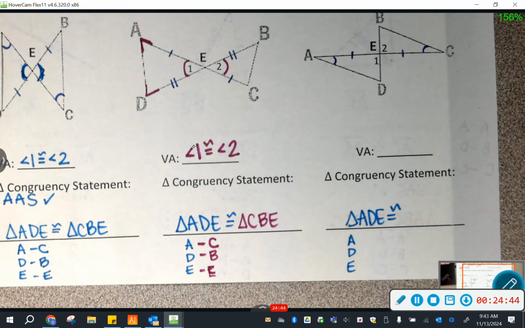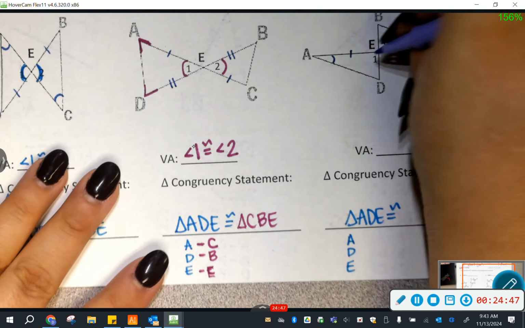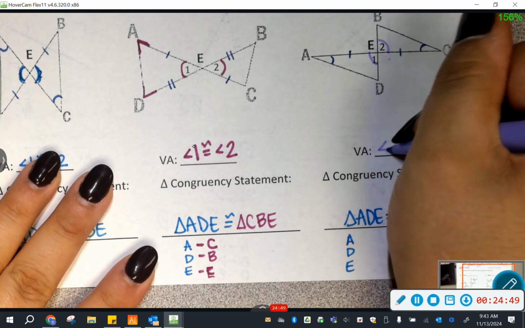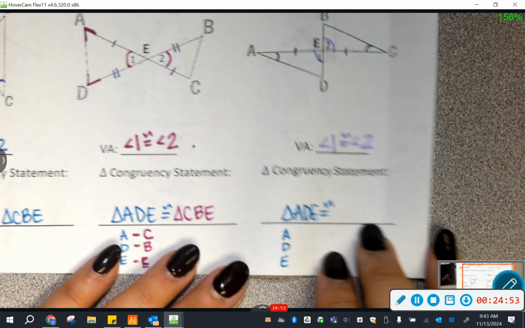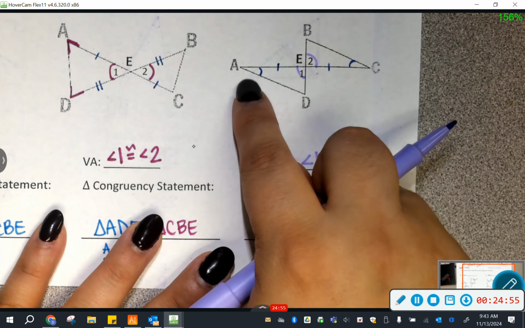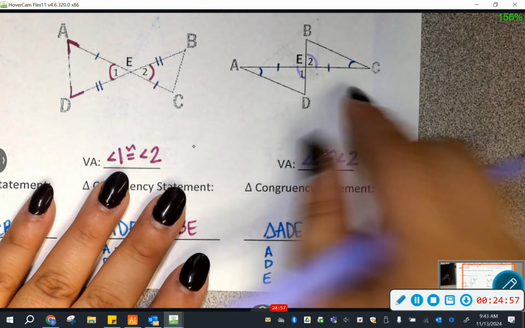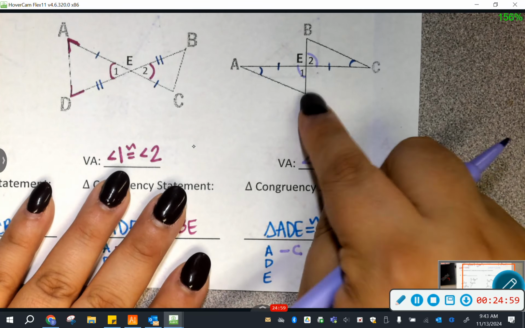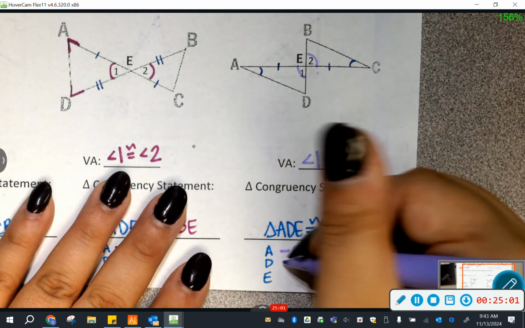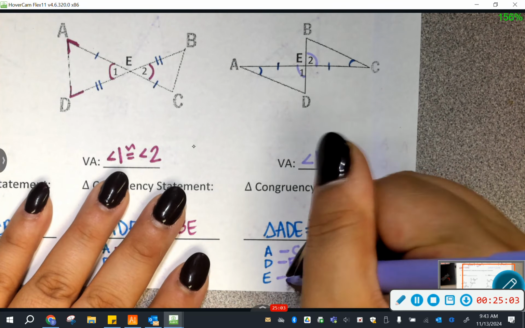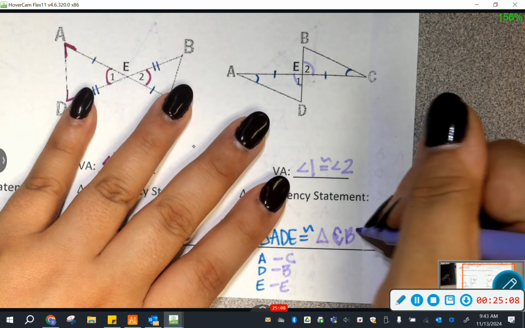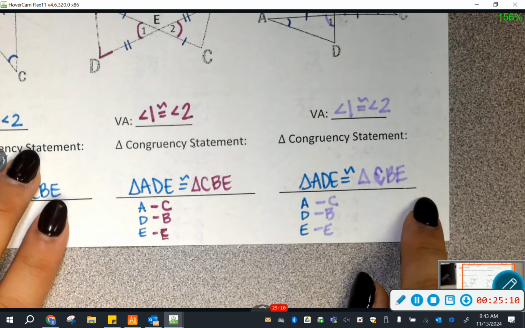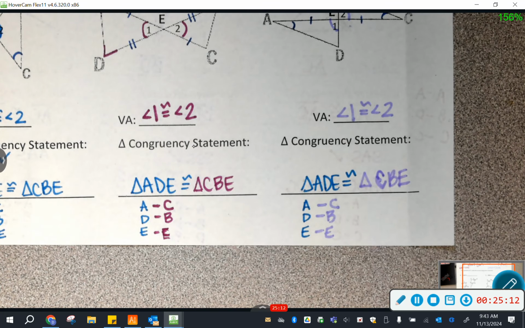Last one. You should have arches. Angle 1 is congruent to angle 2. What's going to go with A? C also has an arch. What's going to go with D? What has nothing? B, and then E will go with E. So triangle C, B, E. Do I have any questions?